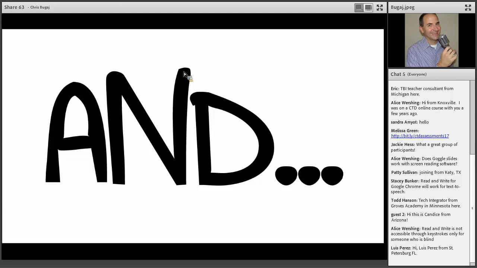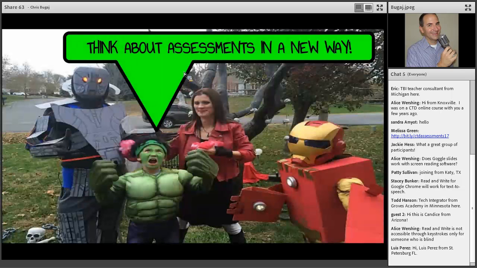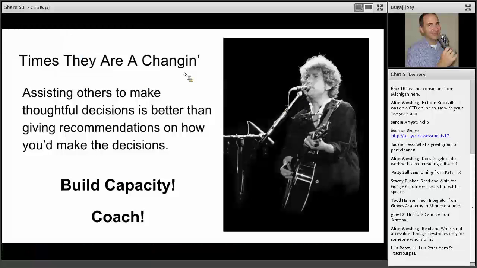to spend some time on is thinking about assessments in a new way. Right? I don't really have a good description for that picture of the Avengers there, other than I really like how the Hulk looks there, and I thought it was just a great way to scream out that we're going to be thinking about assessments in a new way. So what do I mean by that, thinking about assessments in a new way?